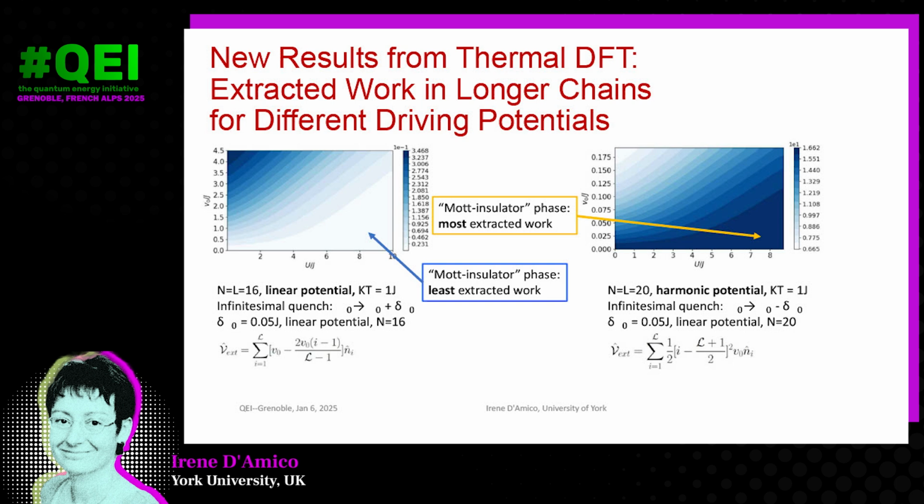This is with a linear potential. So we are doing a sudden quench for the potential that goes from this to this. And here we are using a sudden quench with the harmonic potential that goes from here to there. And again, you can see that in the Mott insulator phase, we have the least extracted work in the case of a linear potential, while in the harmonic potential, we have the biggest extracted work in the case of the Mott insulator phase.